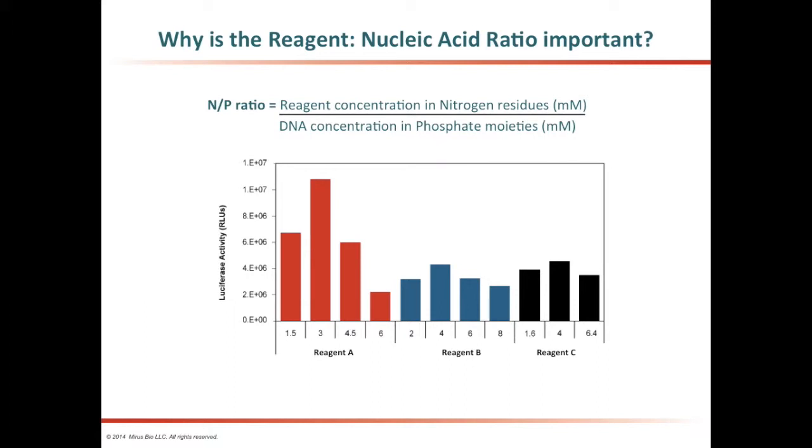This graph shows the effect of titrating this ratio on the output of the transfection measured in luciferase activity. Here, 3 different reagents were tested at different ratios of reagent to DNA. As you can see, each of them has a different profile, but peaks somewhere between 3 to 4. This is something that varies from one cell type to the next, and in some cases has a very substantial impact on the overall transfection efficiency.